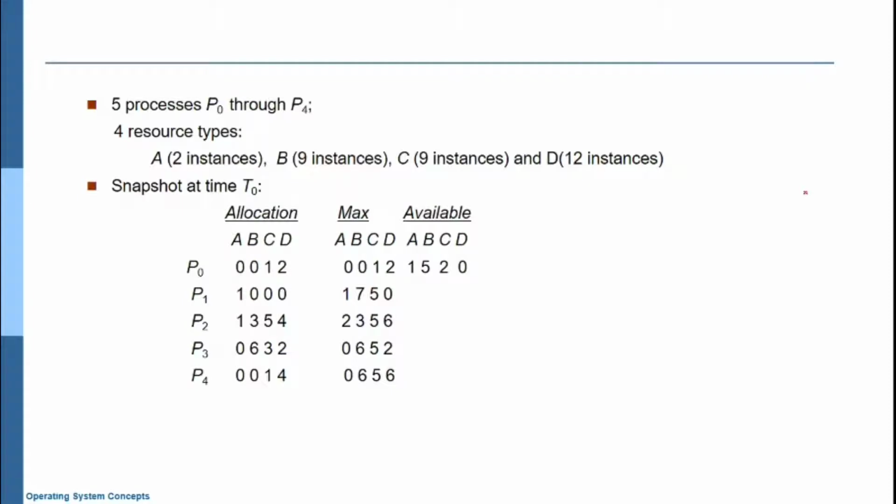So we'll see one more problem. 5 processes are there. 5 processes means P0, P1, P2, P3, P4. P0 through P4. They are going to give the condition like this. And 4 resource types, meaning A, B, C, D. A has 2 instances, B has 9 instances, C has 9 instances, D has 12 instances. Snapshot at time 0, this is a snapshot they have given. So 2 instances of type A, 9 instances of type B.